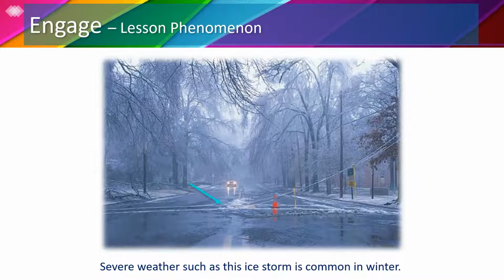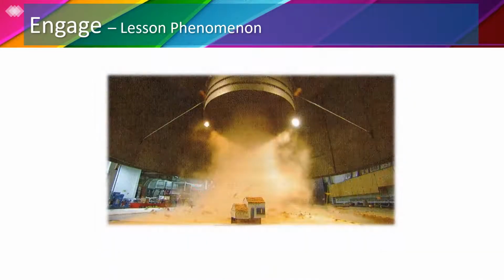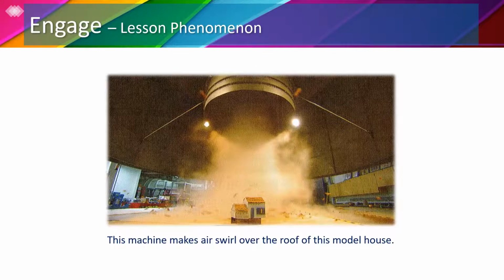In the picture in your book's page 445, we can see a machine swirling air over the roof of a model house. Engineers use this machine to simulate tornado winds to see how strong the roofs of houses are and whether they can withstand the strong winds of a tornado or not.